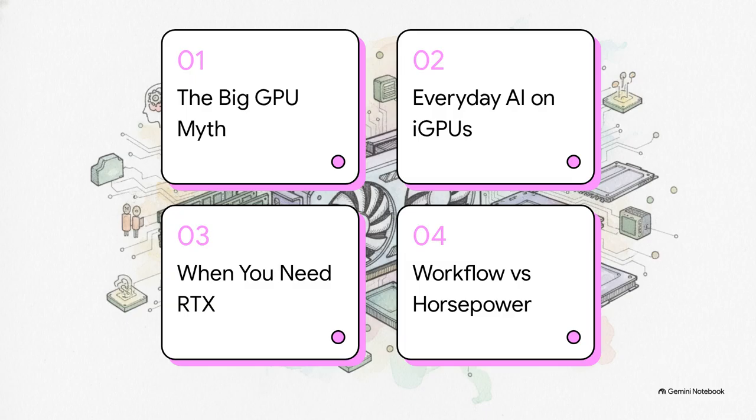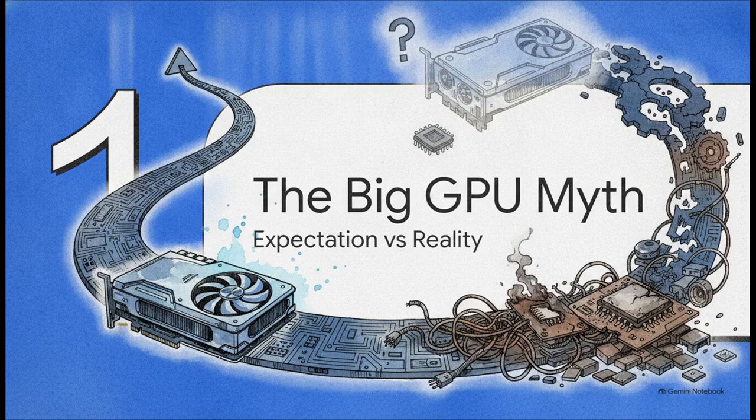First, we'll bust the big GPU myth. Then, we'll look at how everyday AI actually runs on integrated graphics, pinpoint exactly when you do need that RTX power, and finally, talk about prioritizing workflow over pure horsepower. Let's jump straight into Section 1, the big GPU myth.